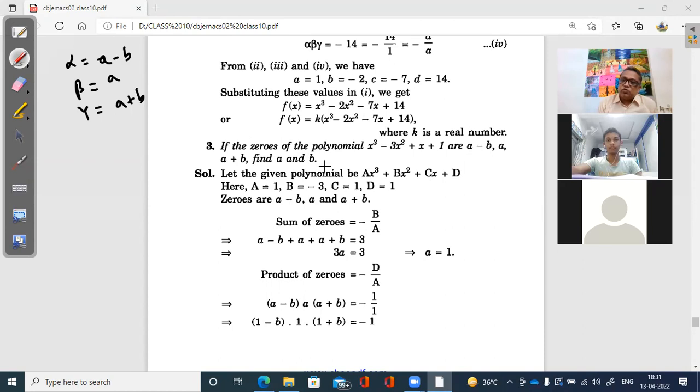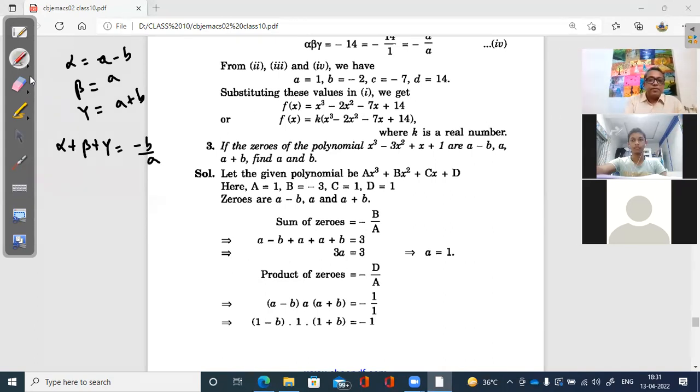इसके लिए हम क्या करेंगे? Use the formulas which we did just now. What was that formula? Alpha plus beta plus gamma is minus b by a. The first formula that we did was alpha plus beta plus gamma is minus b by a. Now look at the question carefully. The coefficient of x cube is a. a क्या है? 1. Coefficient of x square is b. So b क्या है? minus 3.